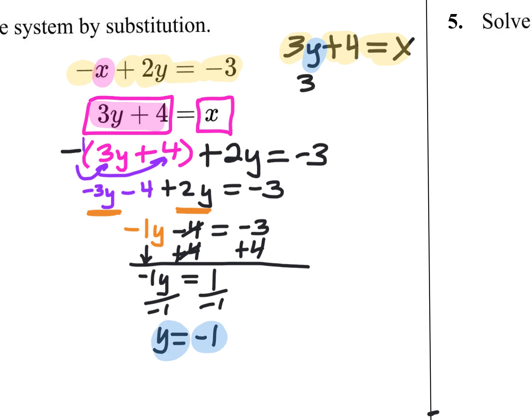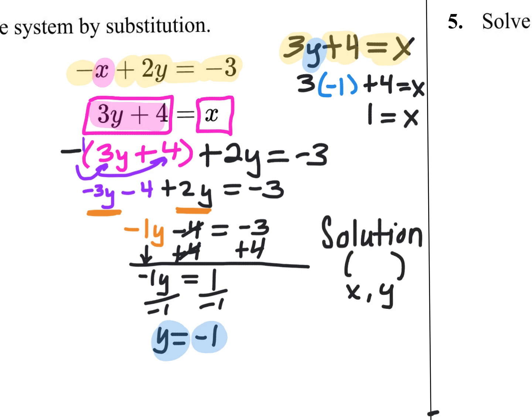So I'm going to do 3 times -1 plus 4. Negative 3 times 1 is negative 3. Negative 3 plus 4 is 1. So my 1 is equal to x. And then remember, my solution is x comma y. So it's going to be a positive 1 and a negative 1. So if I were going to graph those two equations together, that is where they would intersect on the graph.